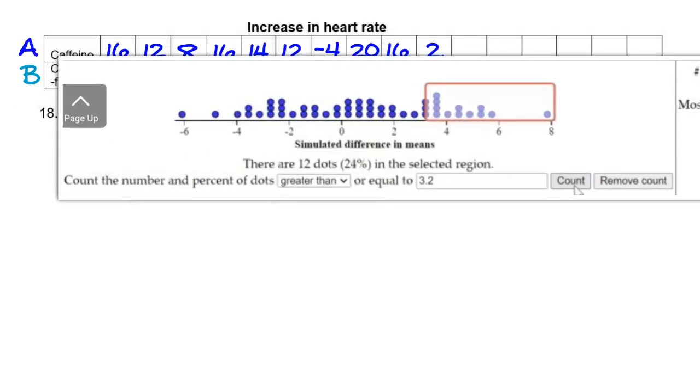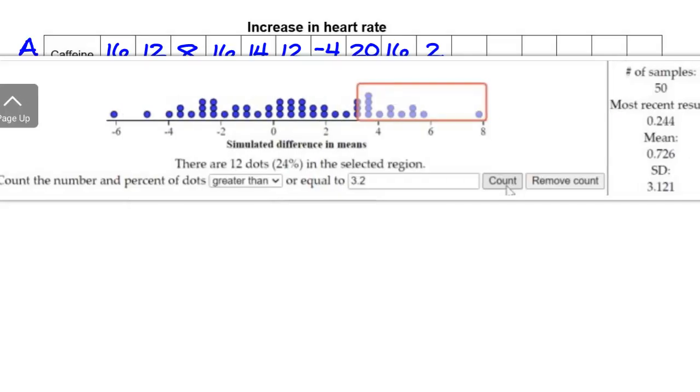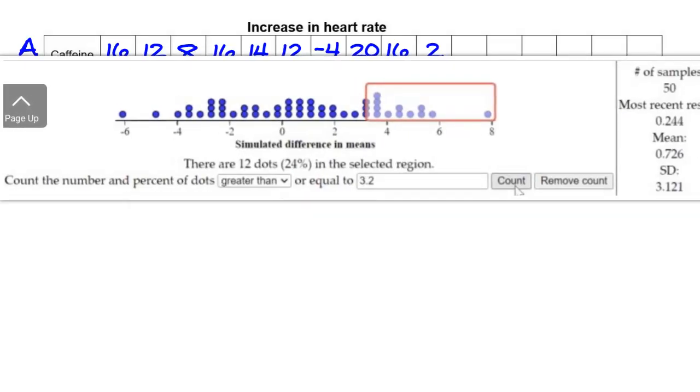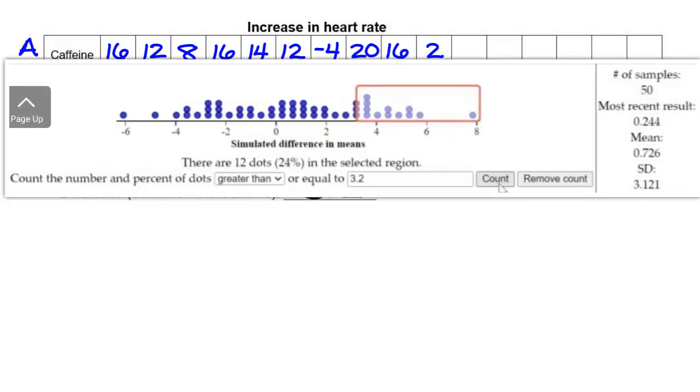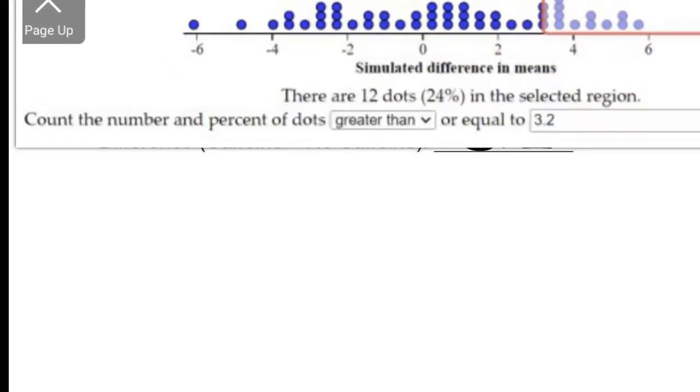All right, make that bigger on the screen. All right, is that big enough to see? So what percent of the dots are larger than the difference in means we got from our experiment? We got 24%, 12 out of 50. Is that statistically significant?